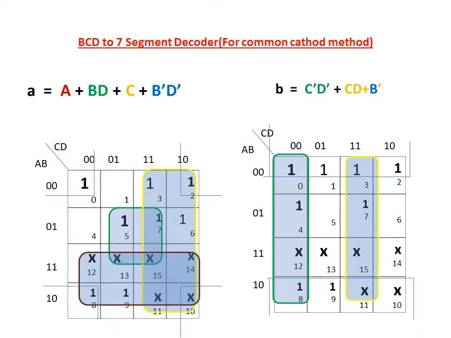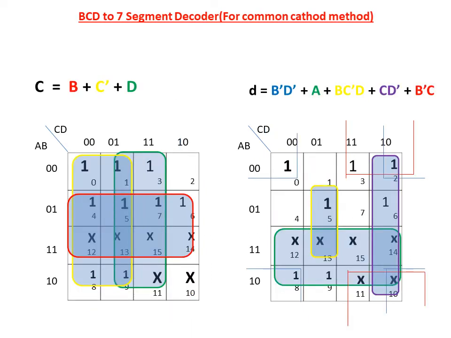So B D answer, and this all four corner groupings, the common between these two is B bar, and the first and last cell common is D bar. So B bar, D bar. Next, coming to here for B, these four cells are grouping into one single cell, and these four cells are grouping into another single cell, and these four cells are grouping into 8 cells grouping. So the expressions are here C bar, D bar, and for here CD, and for this case the common between this one and this is B bar.